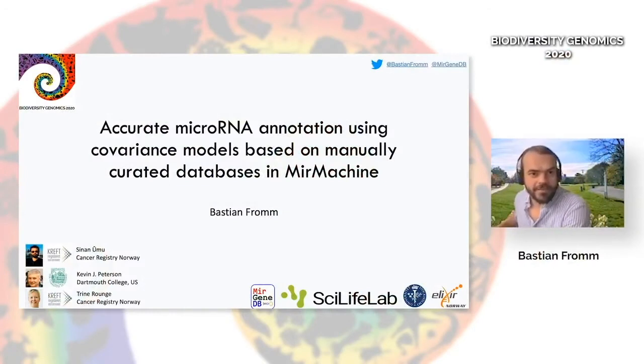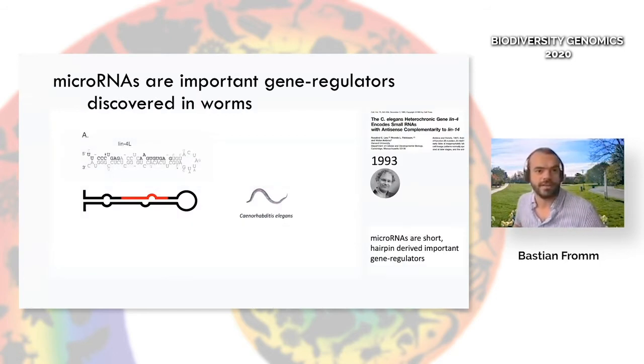Hello, everybody. This is Bastian Fromm from the Friedlander Lab in Stockholm. I'm going to talk to you about our new pipeline MirMachine that uses covariance models based on manually curated databases to annotate microRNAs. So microRNAs were discovered in 1993 in worms, and these are short hairpin-derived important gene regulators.